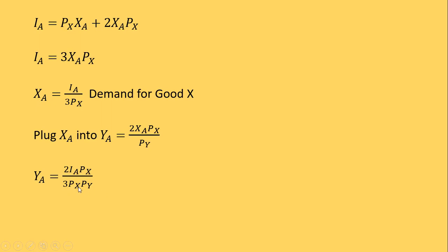We get this result. Where I have X subscript A, I'm plugging in this term here. You can see it right here. And simplifying, we have consumer A's demand for good Y.